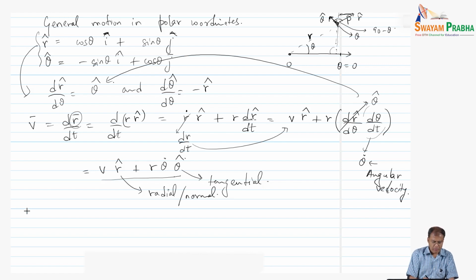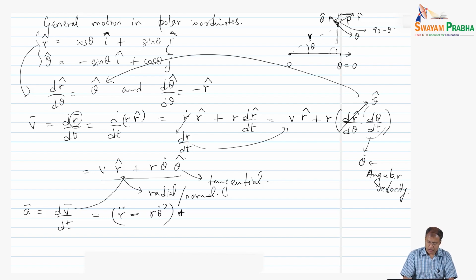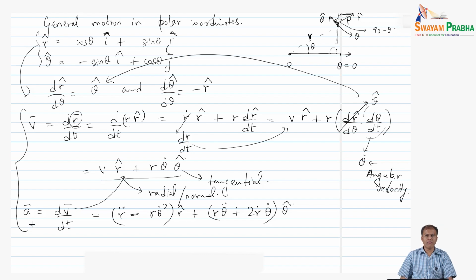So now similarly we can find acceleration. We need to differentiate the formula for velocity, and let me write down the final formula for acceleration after differentiating. We get r double dot minus r theta dot square times r hat plus r theta double dot plus 2 r dot theta dot times theta hat, right? Okay, so that is what we have for velocity and acceleration, the general formula.